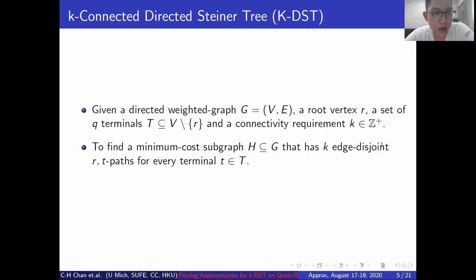Next, our study focuses on link failure on directed graphs, a special case of link failure on directed graphs. This problem is called K-DST. So what is the K-DST? The definition is that, given a directed weighted graph G(V,E), each edge has a non-negative weight, and there is a root vertex R and a set of Q terminals T, and each terminal has to satisfy some connectivity requirement K, which is a positive integer. Our goal is to find a minimum cost subgraph H that has K edge-disjoint paths from root R to each terminal.